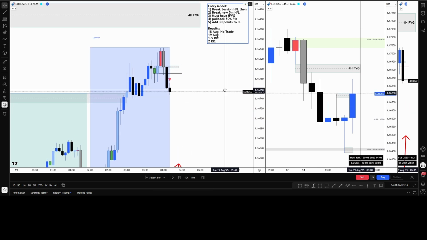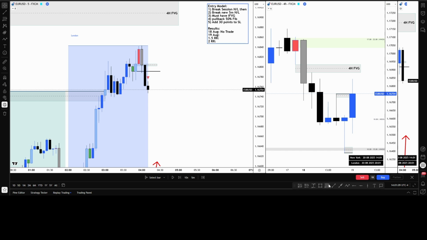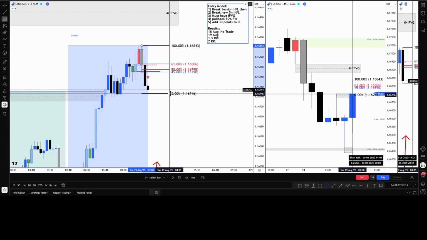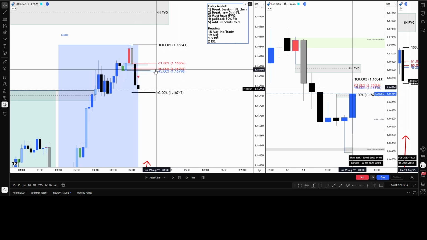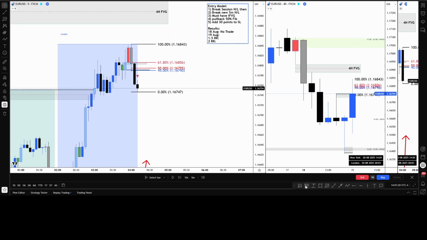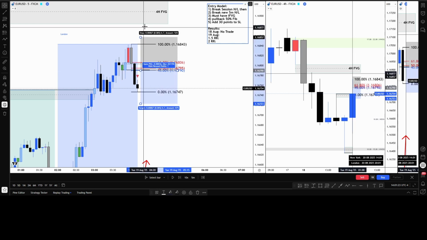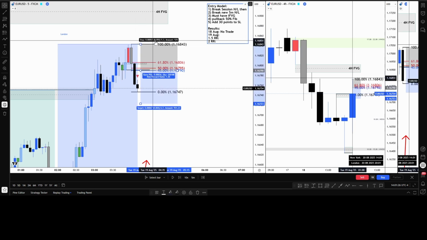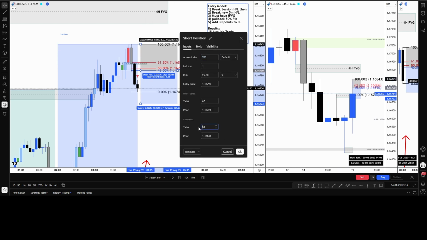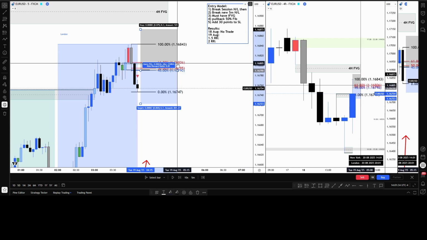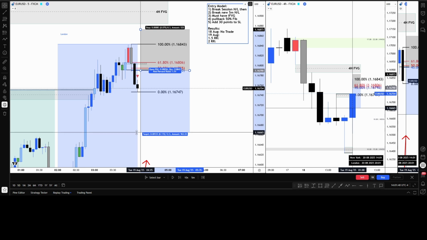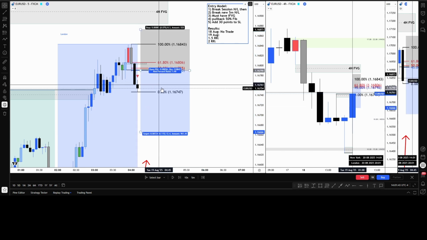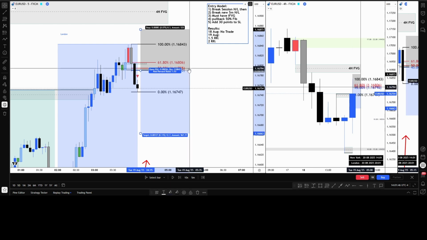So now what we're going to do is get our fib. Now we're going to wait for a retest of the 45 or the 50 for a sell. I'm actually going to do this. And we're going to add 30 points to the stop loss. Aim for 1 to 1.5. Here we go. That's fine.